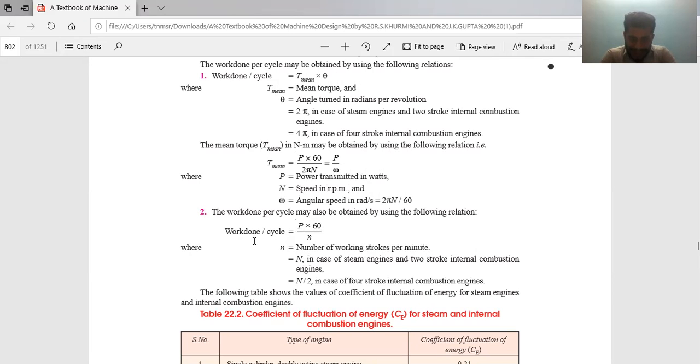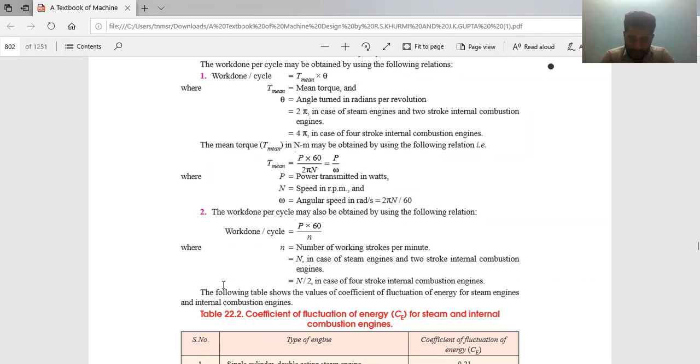The value of this N is capital N in the case of steam engines and 2-stroke internal combustion engines. In the case of 4-stroke internal combustion engines, this value is capital N by 2. Capital N is your RPM. And what is your small n? Small n is the number of working strokes the engine can make per minute.